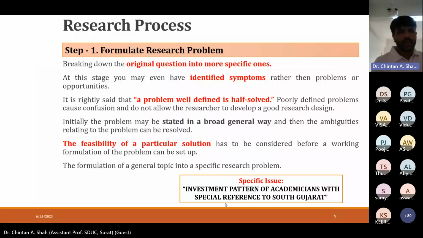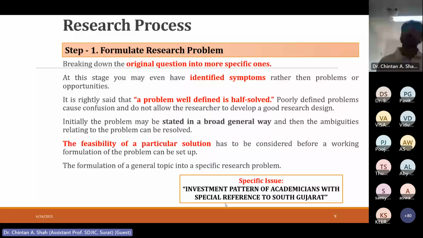Are you getting my point? And rightly said by a philosopher, a problem well defined is half solved. Yes, try to define the problem. Try to communicate your problem with your guide, with your mentor, with your colleague. Fine. The feasibility of a particular solution. Yes, always check reliability, feasibility, and validity.